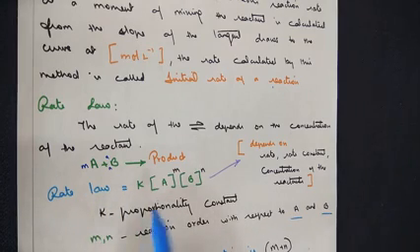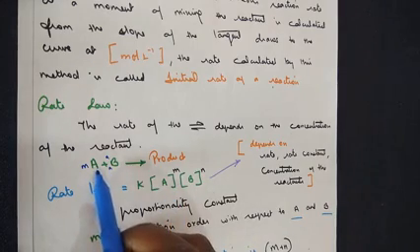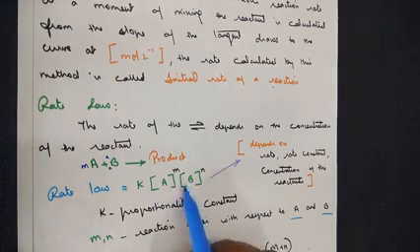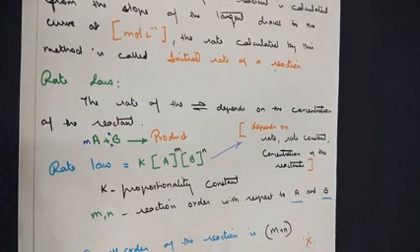Rate law is equal to k into the concentration of A, where the square bracket should be read as concentration. Concentration of the reactant A to the power m, and concentration of the reactant B to the power n. So the coefficient goes as a power to the given term. k is known as the proportionality constant. You know the meaning of it. Hence, m and n are the reaction orders with respect to A and B.